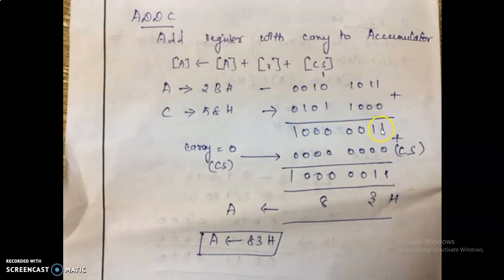1 plus 0 is equal to 1. 1 plus 0 is equal to 1. Here 0 plus 0 is 0. 1 plus 1 is equal to 2. That means 1 0. The 0 is placed here. The 1 is carried over to the next bit.